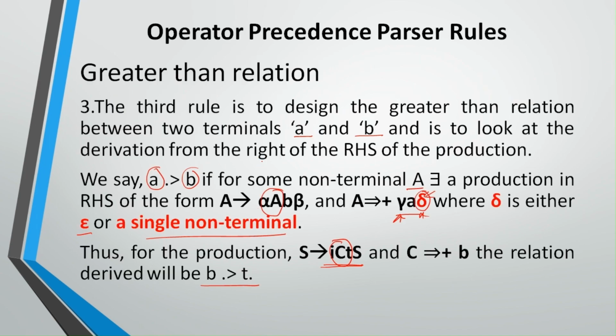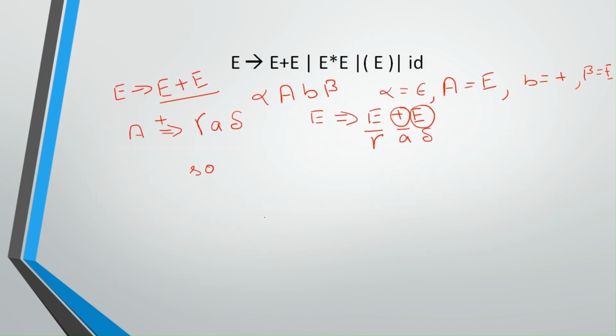Just go to the previous slide. We have delta as either epsilon or a single non-terminal. So in this case, A has greater precedence than B. So what happened here? Plus has greater precedence than plus.